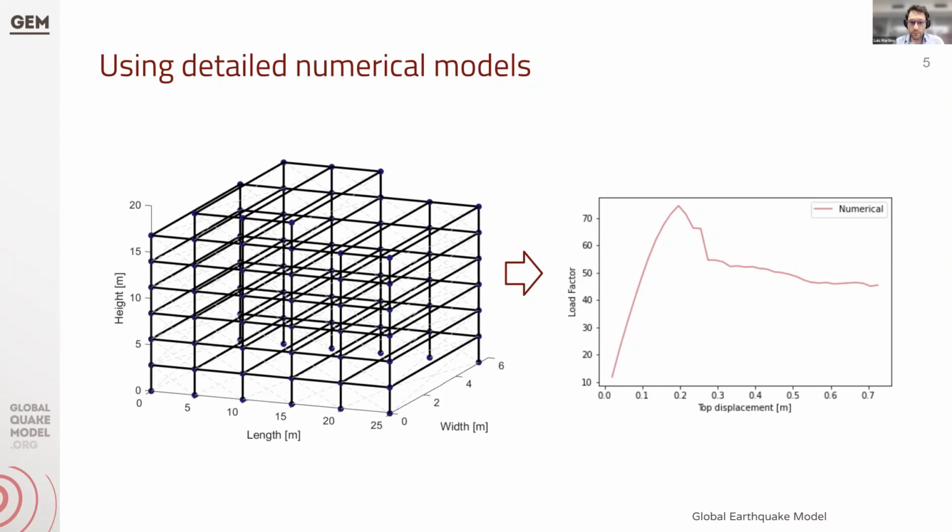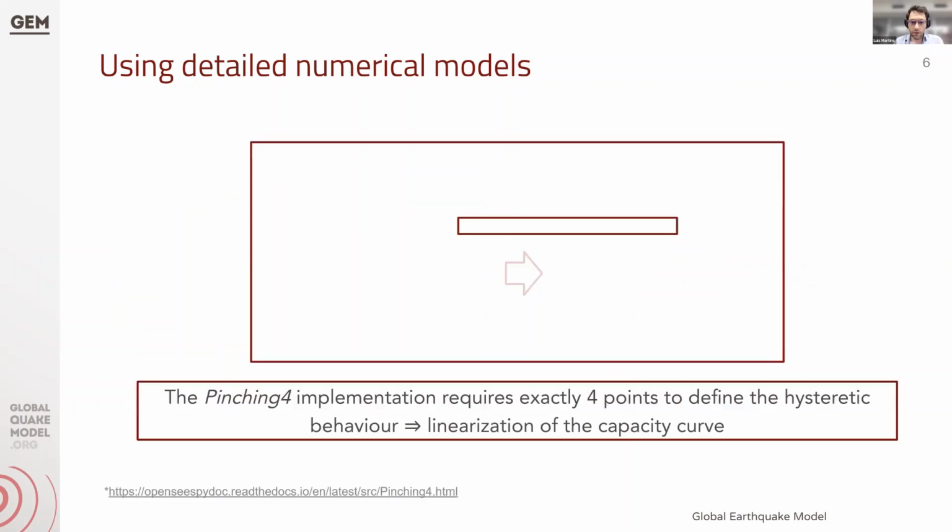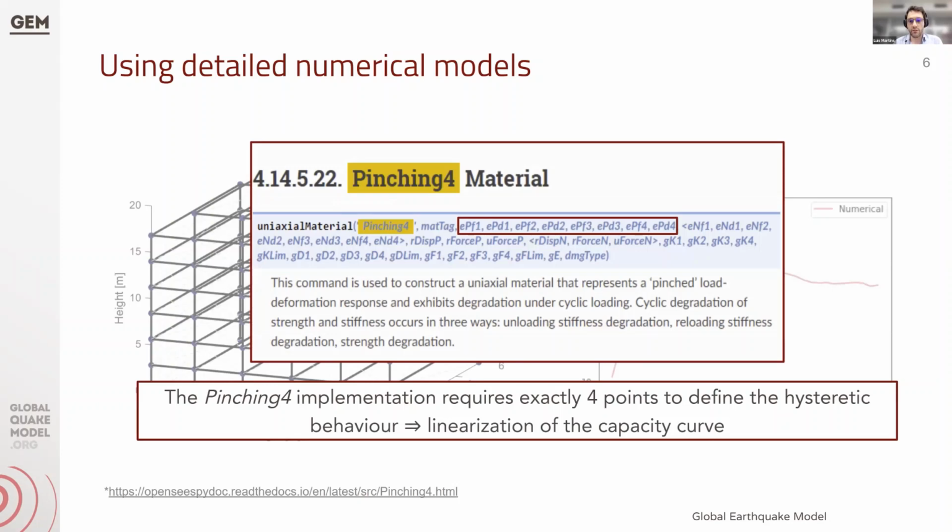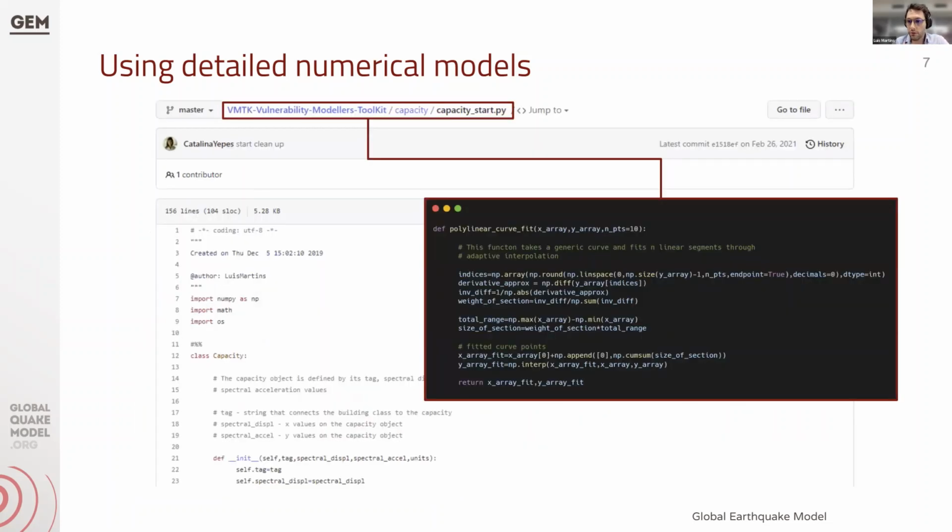Here, we are faced with a problem. My capacity curve, because I did it numerically, has a lot of points. But the VMTK requires you to input something that's compatible with the pinching for material from OpenSees, meaning you need to linearize your capacity curve. And here is the first good-to-have function in the VMTK. This function, hosted in the capacity_start.py file, uses an interpolation algorithm to basically linearize any shape curve.